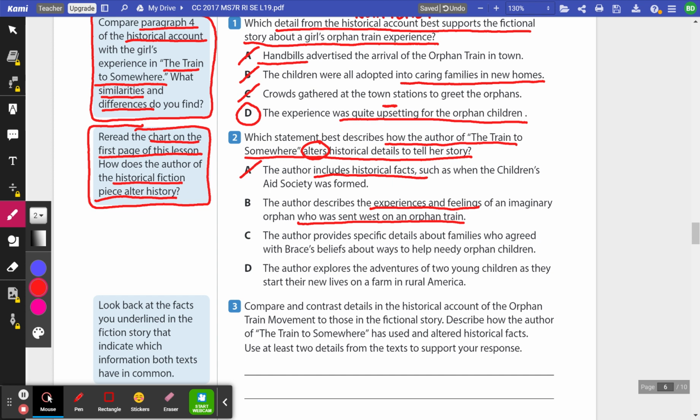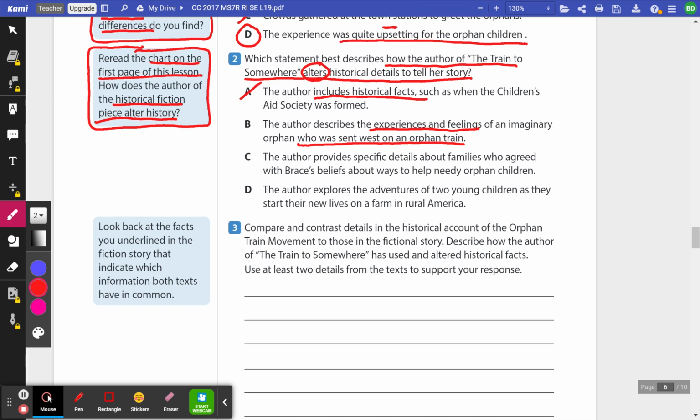So C says the author provides specific details about families who agreed with Brace's beliefs about the ways to help needy orphan children. Well, we know the historical fiction passage, The Train to Somewhere, never actually gives us specific details about the families' beliefs who adopted these kids. We know that sometimes they went to good homes, sometimes they didn't. And this detail is never mentioned in The Train to Somewhere, so we can eliminate C. So let's look at D.